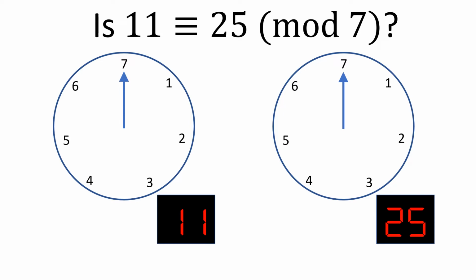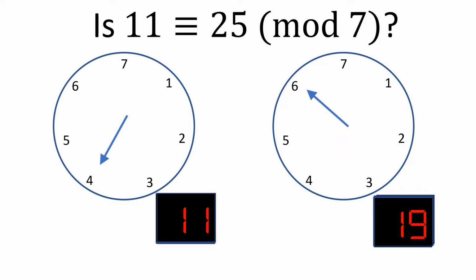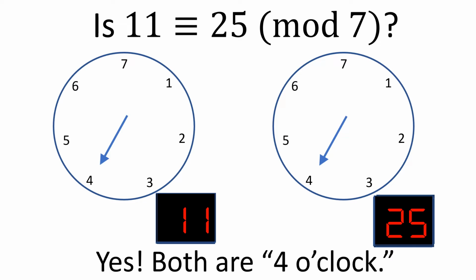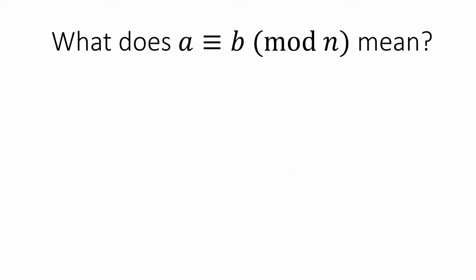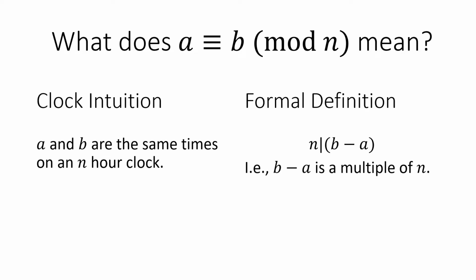So are 11 and 25 equivalent mod 7? Well, on a 7-hour clock, 11 would show up as 4 o'clock, and 25 would show up as 4 o'clock. Since they're both 4 o'clock, they are equivalent. 11 and 25 are equivalent mod 7. And that's the most common intuition, the fastest way to explain what it means for two numbers to be equivalent mod n.